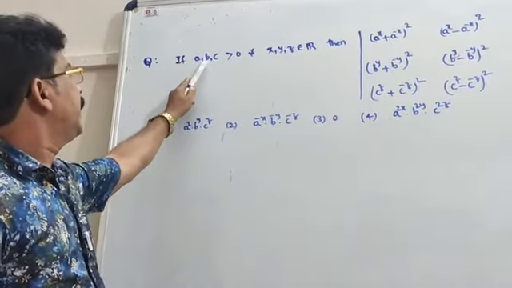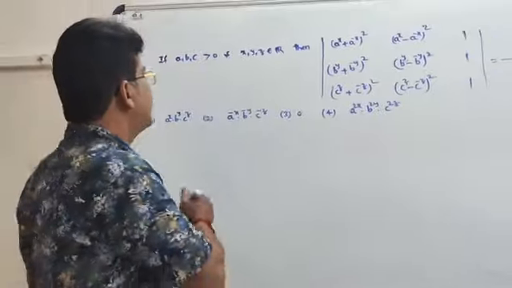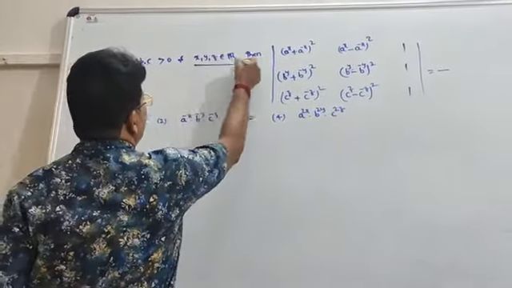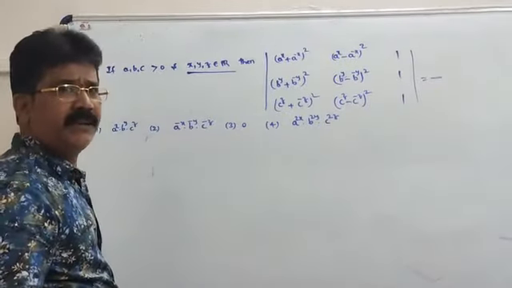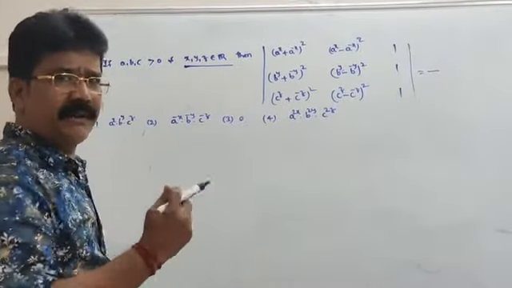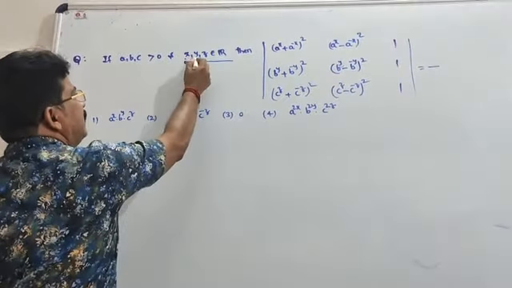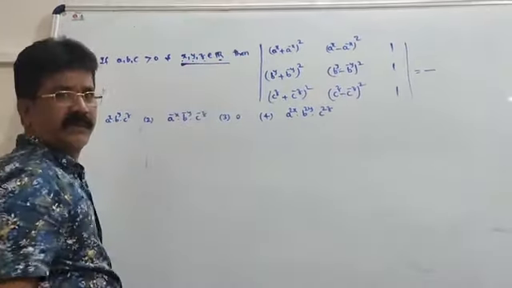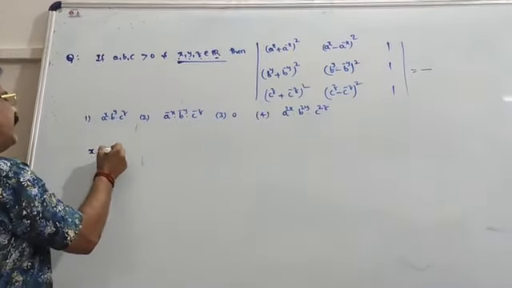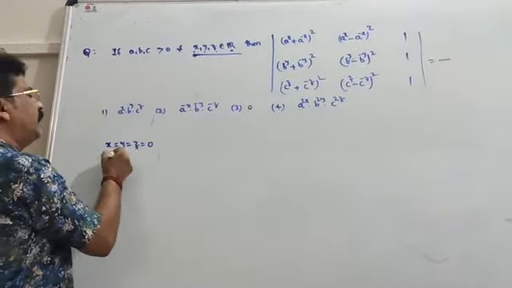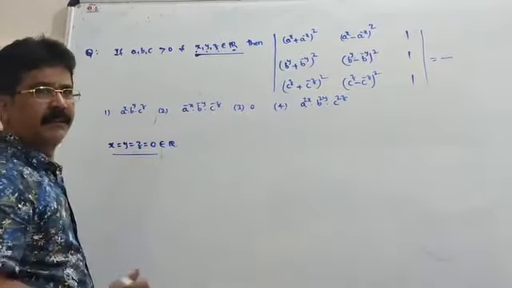If a, b, c are positive and x, y, z belong to real numbers, then find the value of this determinant. Already a shortcut is there in the given question. What is that? You can take any three real numbers. That's why I am taking x equal to y equal to z equal to 0, because 0 is a real number. This is the shortcut.